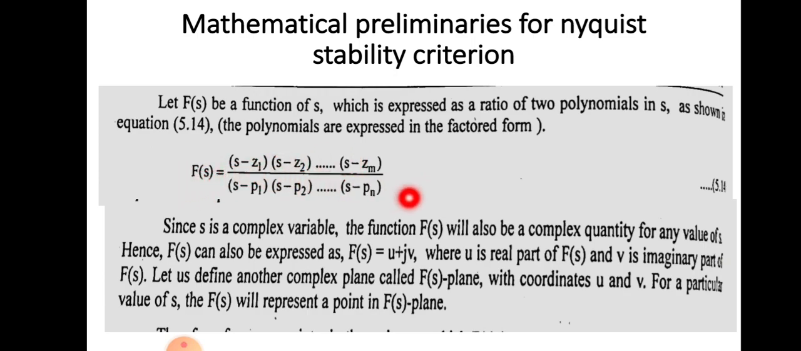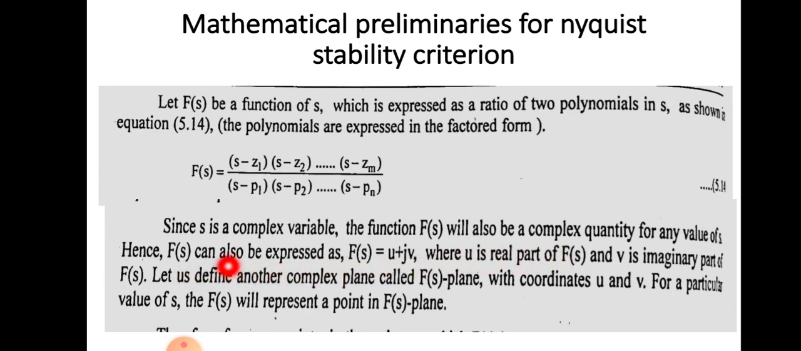So when we are substituting the point in the s plane in this function F(s), we will get a value for F(s). That means a point in the s plane can be converted into a point in the F(s) plane. Since s is a complex variable, the function F(s) will also be a complex quantity. So for any value of s, F(s) also has some value, and we can represent that value of F(s) as u plus jv, where u is the real part of F(s) and v is the imaginary part of F(s).